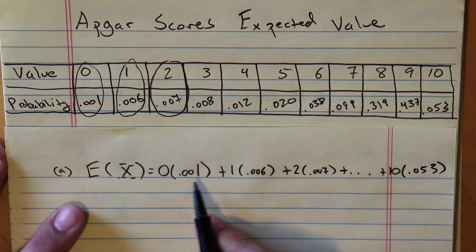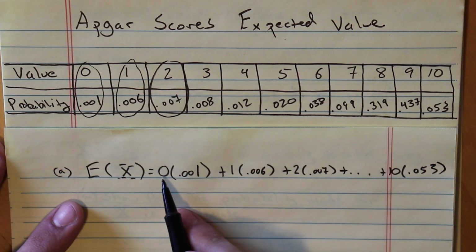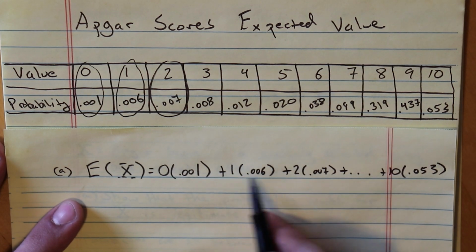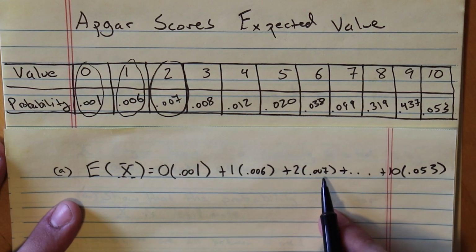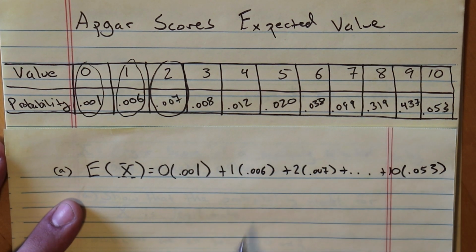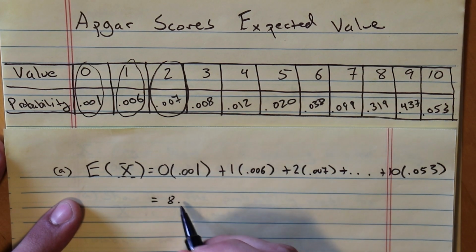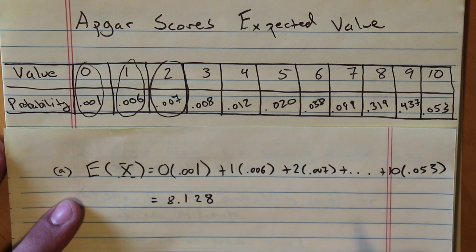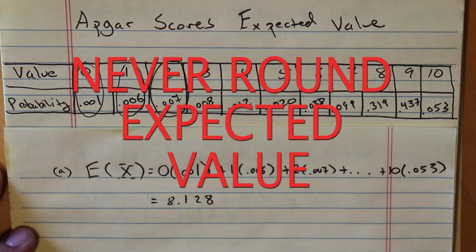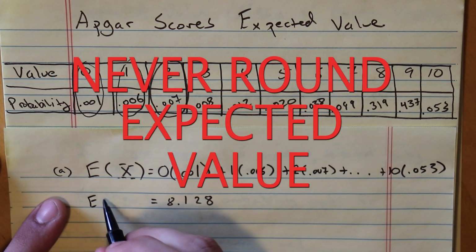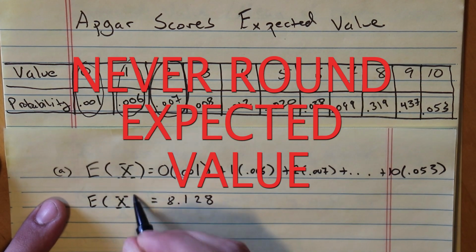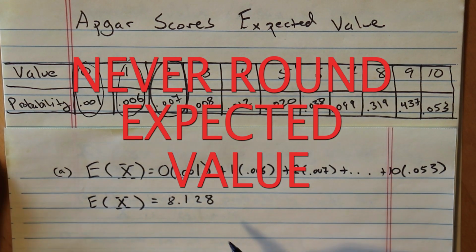So it should make sense. Like, this has such a low probability that I don't want 0 to affect this too much. I don't want 1 to affect this too much. I don't want 2 to affect this too much. So these really weight down those numbers. So if we calculate this, we get 8.128. AP Stats pro tip, never round your expected value. Never round your expected value.